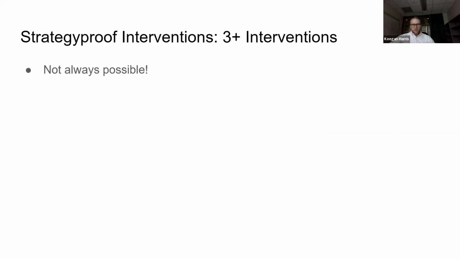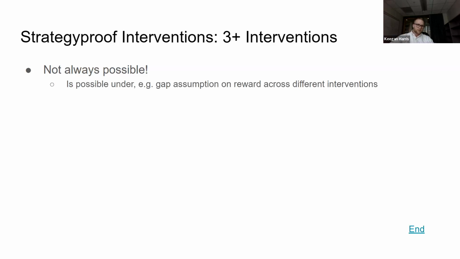Okay, so now we can move on to the setting where you have 3 or more interventions. So now you don't just have a single treatment and control, but you may have multiple treatments in addition to control. And the perhaps surprising takeaway here is that designing strategy-proof intervention policies may not be always possible. However, it is possible under, for example, a gap assumption on different rewards for different interventions. And we make this formal in the paper.